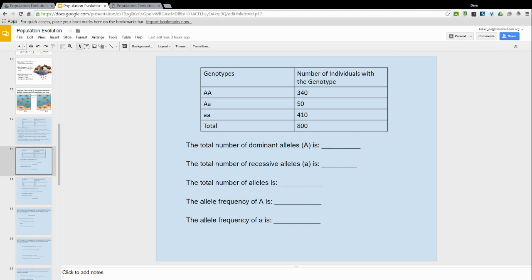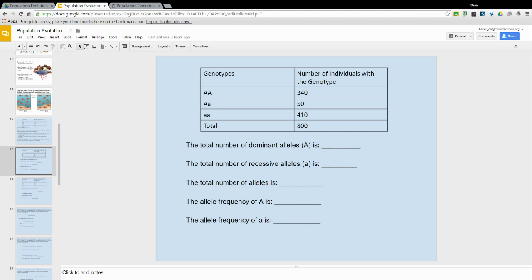All right, so we solved this a couple days ago. This is just showing you that if the number of alleles are changing in a population, then the population is evolving. And so today we're going to talk about how to calculate that. All right, so here is the first example, and this one is actually all filled in for you.